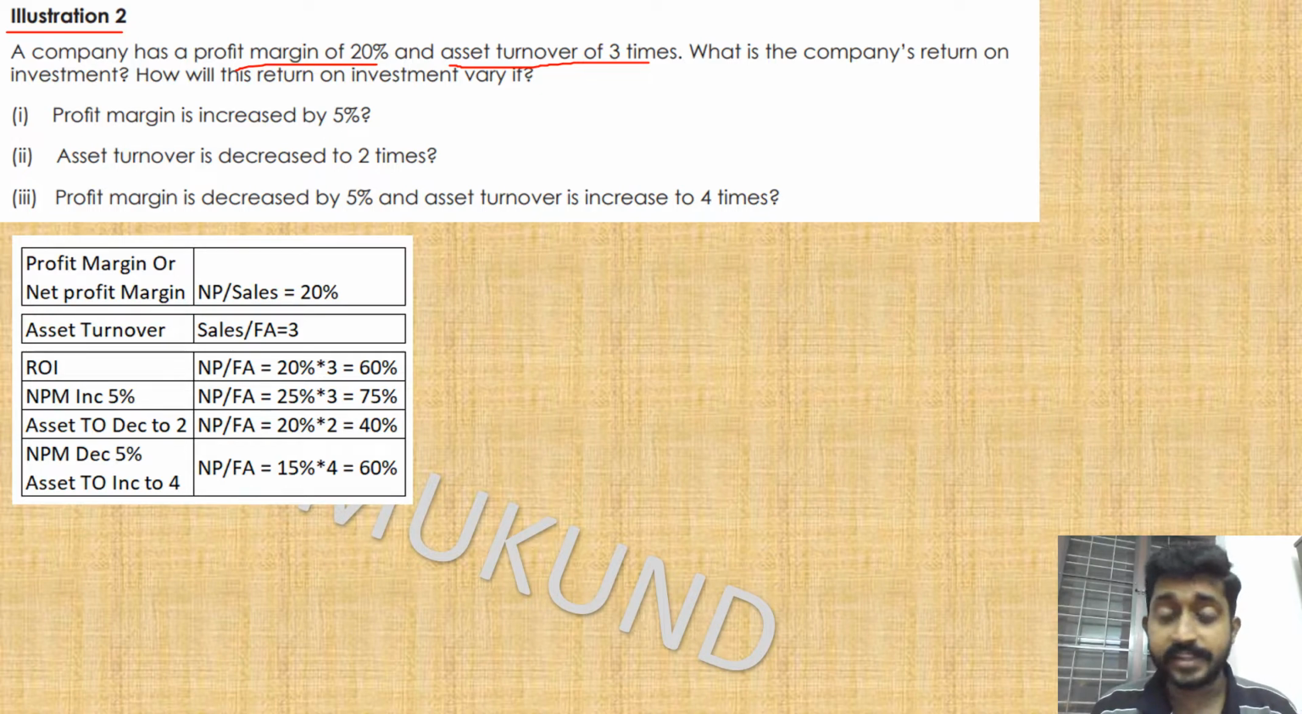Sales divided by fixed assets is 3 times. What is the company's return on investment? How will this return on investment vary if there are 3 scenarios given?